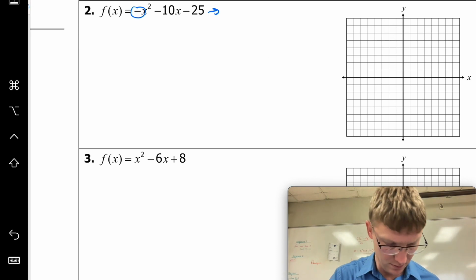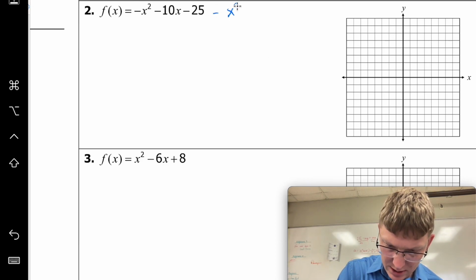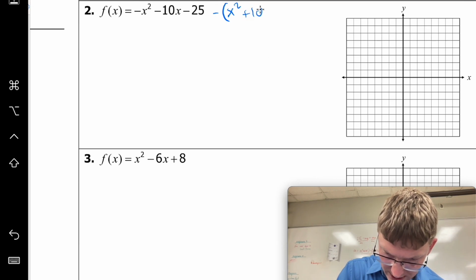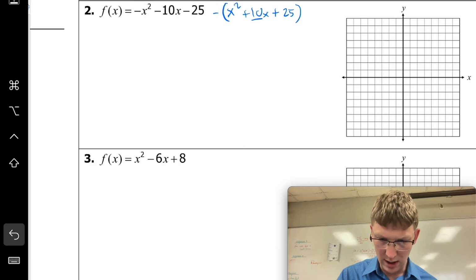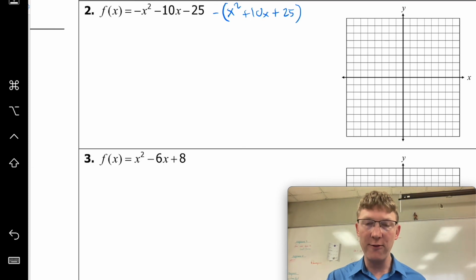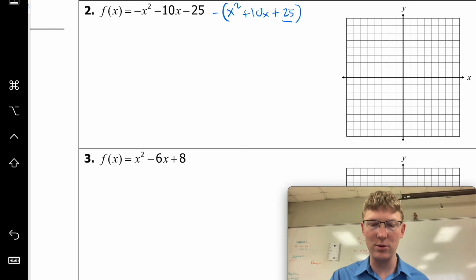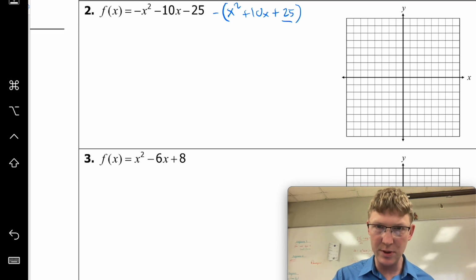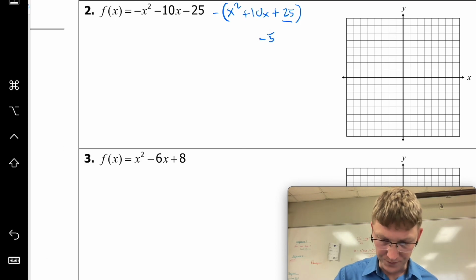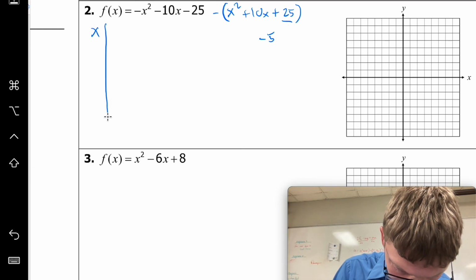So we can pull that negative sign out, and then we've got x squared plus 10x plus 25. If we take half of 10, it's going to be 5, and we square that, we're going to have 25. So this is already factorable, and we could put it in vertex form. But either way, our vertex is going to be at negative 5. That's just good to know whenever we set up our XY chart.